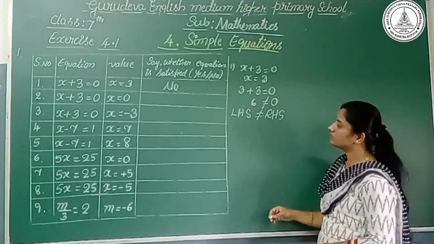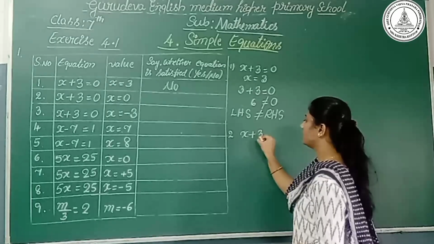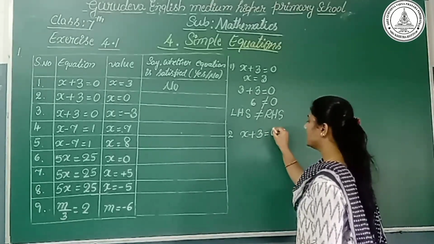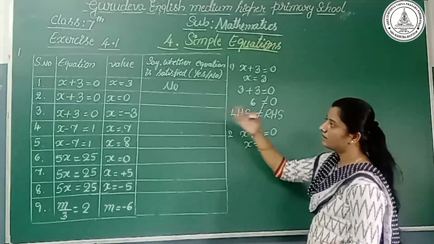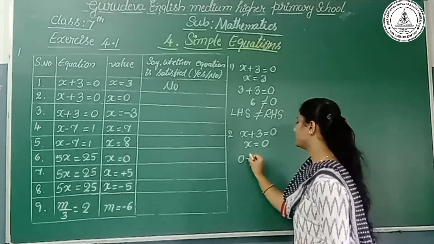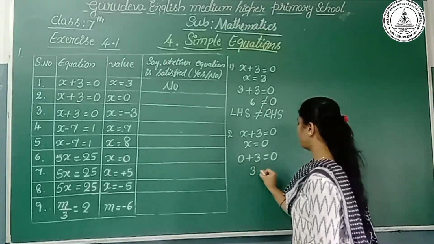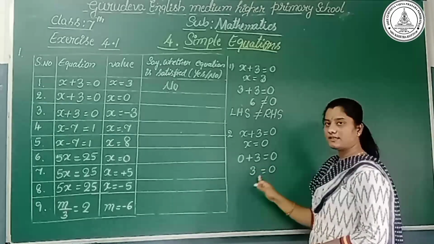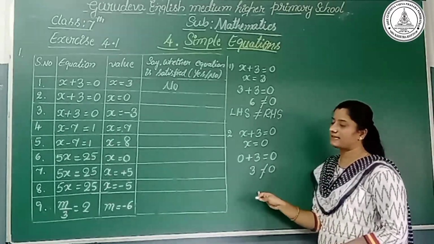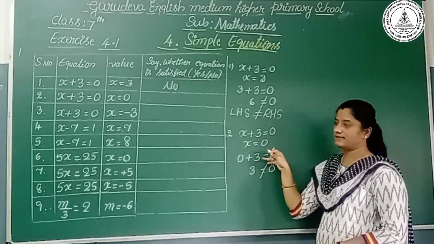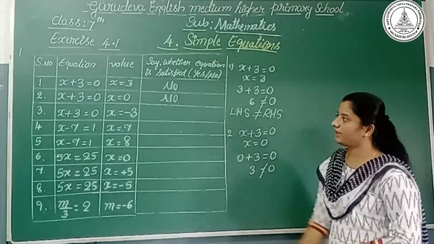Okay, in the same way, let's do the second one. The equation is x plus 3, but the value of x given is now 0. Substitute the value of x in the equation: 0 plus 3 is equal to 0. Then 0 plus 3 is 3 itself, which is equal to 0. Is LHS equal to RHS? No, 3 is not equal to 0. The equation is not satisfied for the value x equals 0. So write no here. Then do the third equation.